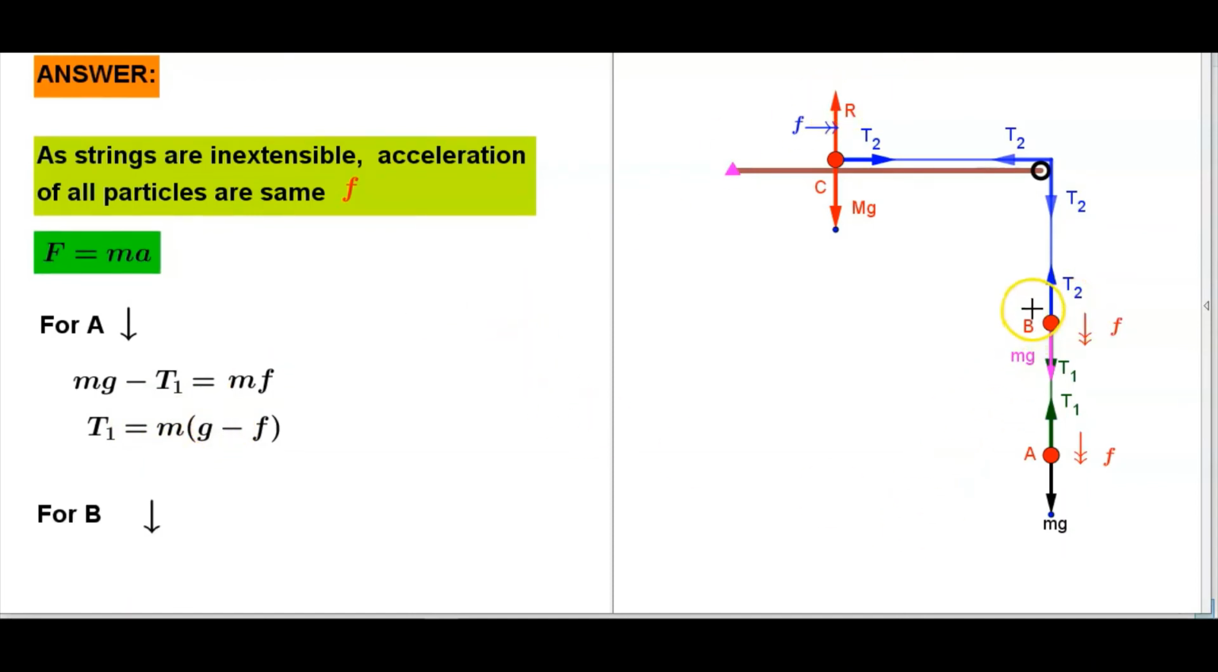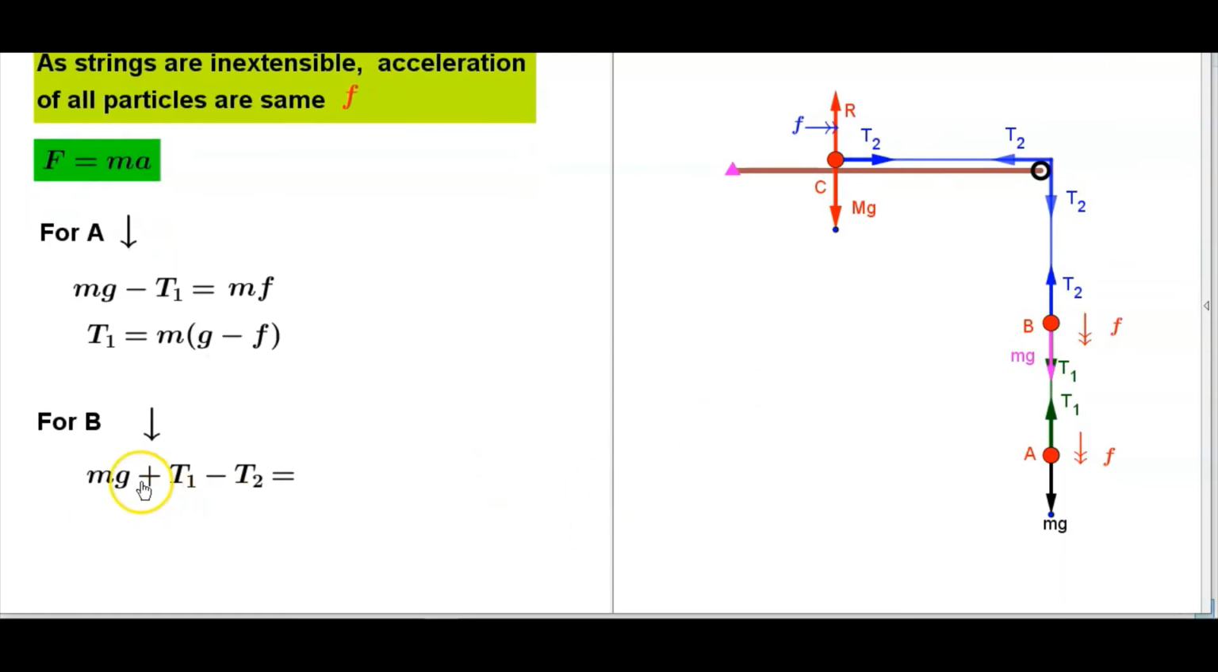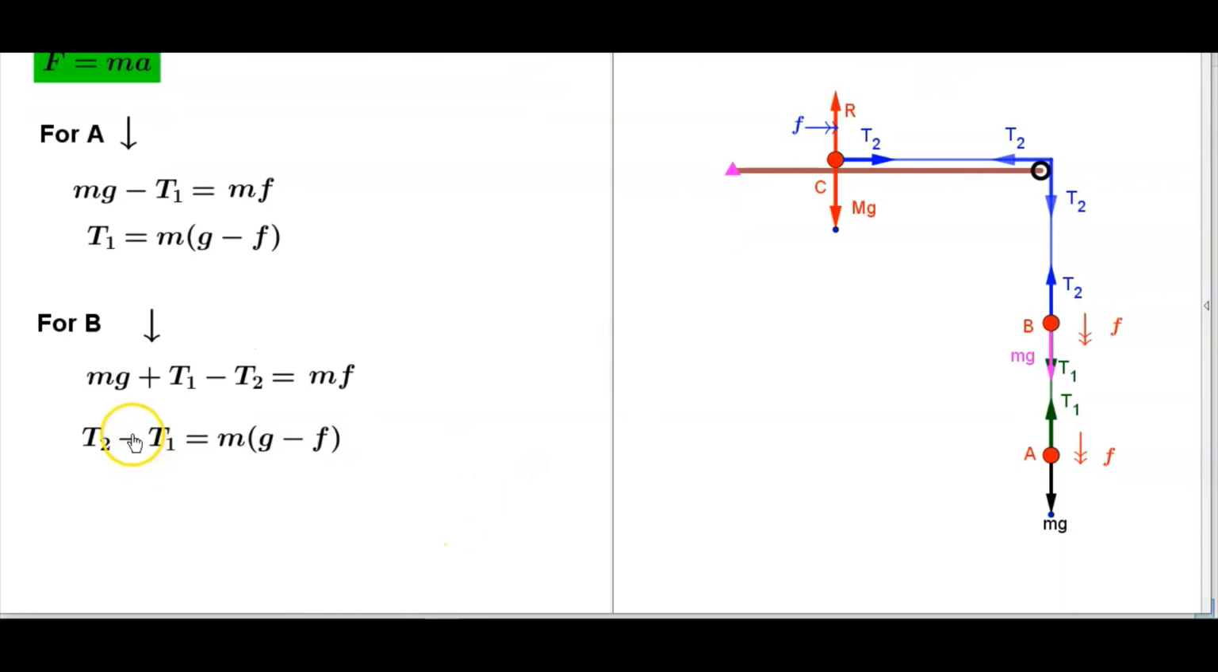For particle B, we are going to use Newton's second law. So the resultant force vertically downwards: mg vertically downwards, T1 vertically downwards, T2 vertically upwards. Therefore, resultant vertically downward is mg plus T1 minus T2. mg plus T1 minus T2 is equal to mass into acceleration, mf. When we simplify, T2 minus T1 is equal to m into g minus f.